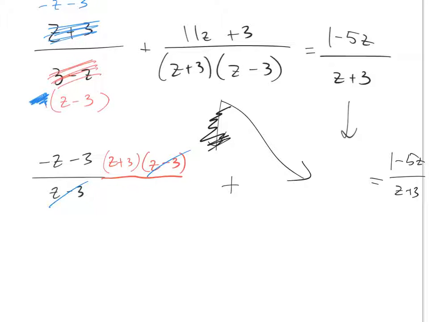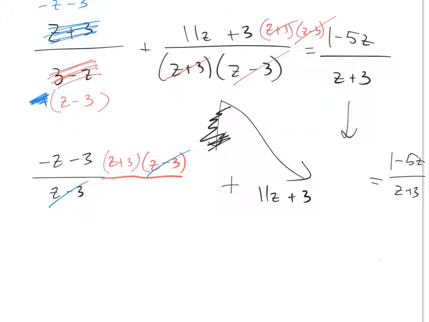Let's do the same thing for the next one. What's going to cancel in the next part? If I go look here, please look right here. If I put z plus 3, z minus 3 on the top, what's going to cancel? The whole thing, right? Again, remember, I'm multiplying everything by z plus 3, z minus 3. That's my LCD. These are going to all cancel, leaving me with 11z plus 3 here.